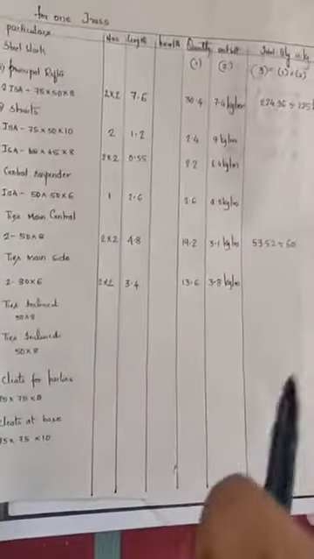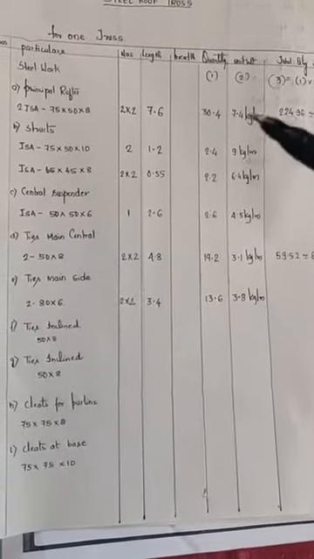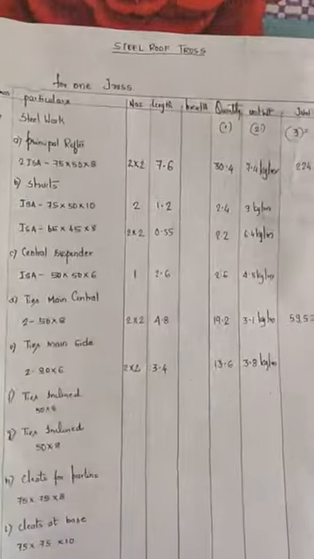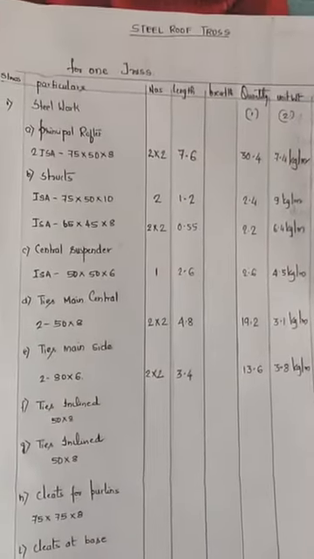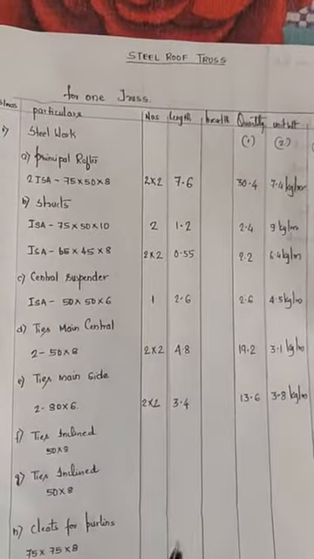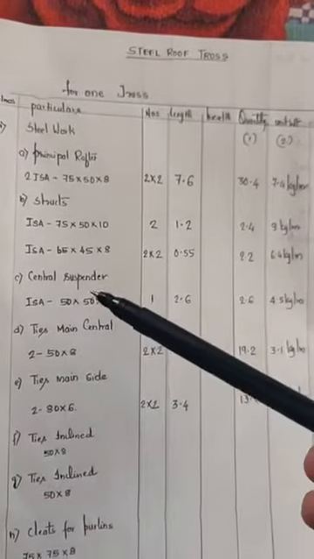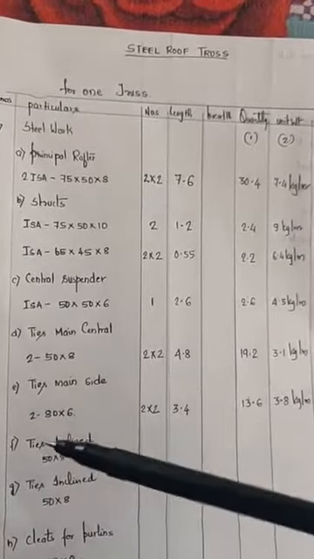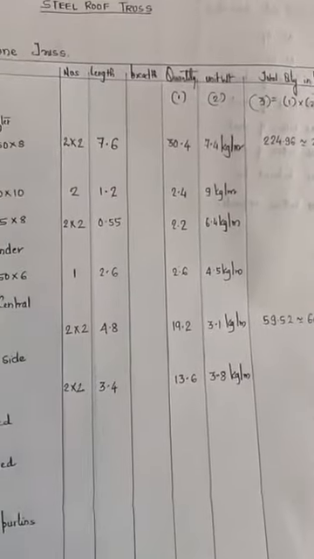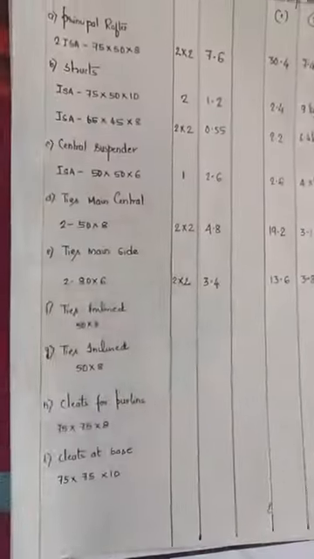Okay, we'll continue the same problem of steel roof truss. I'll briefly go through the points that we discussed in the first part. So far we have covered 6 quantities: principal rafter, struts, central suspender, tie main central, tie main sides. I hope you have no doubt with this part of the calculation. So quickly moving on to the next part of the calculation.